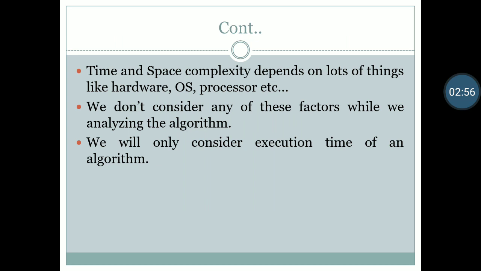Time and space complexity depend on lots of things like hardware, operating system, processors, etc. But we don't consider any of these factors while we analyze the algorithm. We will only consider the execution time of an algorithm. For finding the best algorithm from the given three algorithms, we will consider only the time of an algorithm.